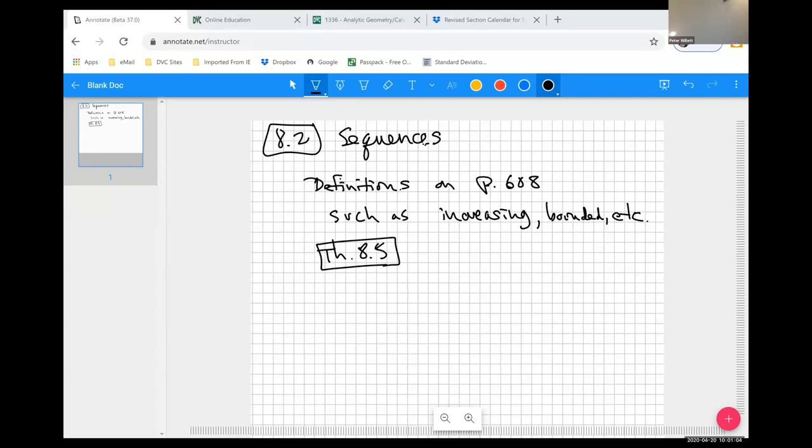Okay, so theorem 8.5 was a very important theorem for us, and that's on page 612. And it's nice and simple. It says a bounded monotonic sequence converges. So again, monotonic was something that was either non-increasing or non-decreasing, strictly increasing or decreasing. And if you put that together with it being bounded, then that means the sequence must converge. So now we're getting very conceptual in 8.2, where we've already done an overview of sequences in 8.1. And so they start to get more conceptual about it.